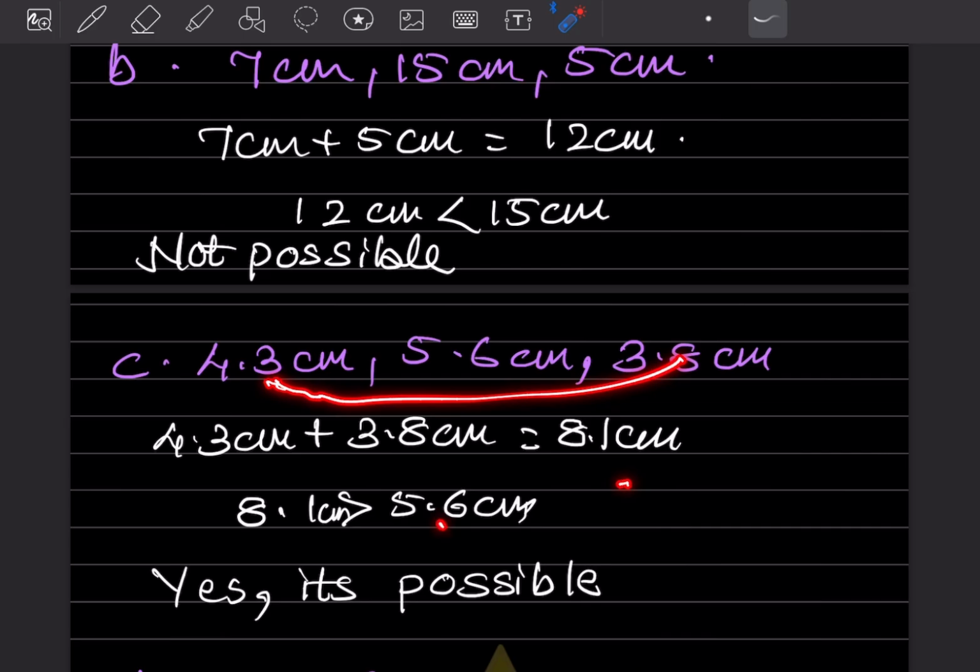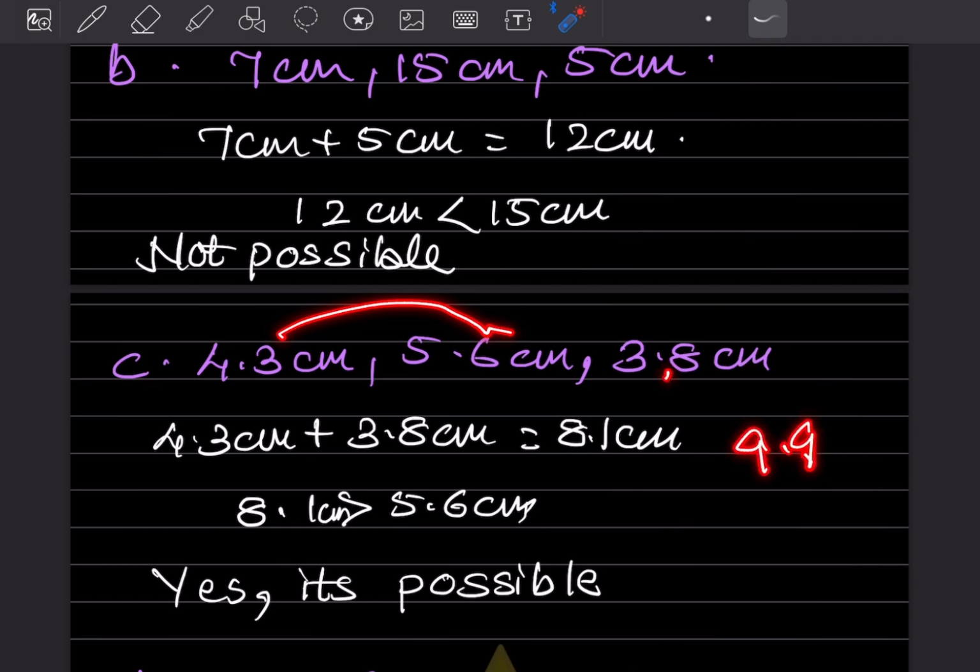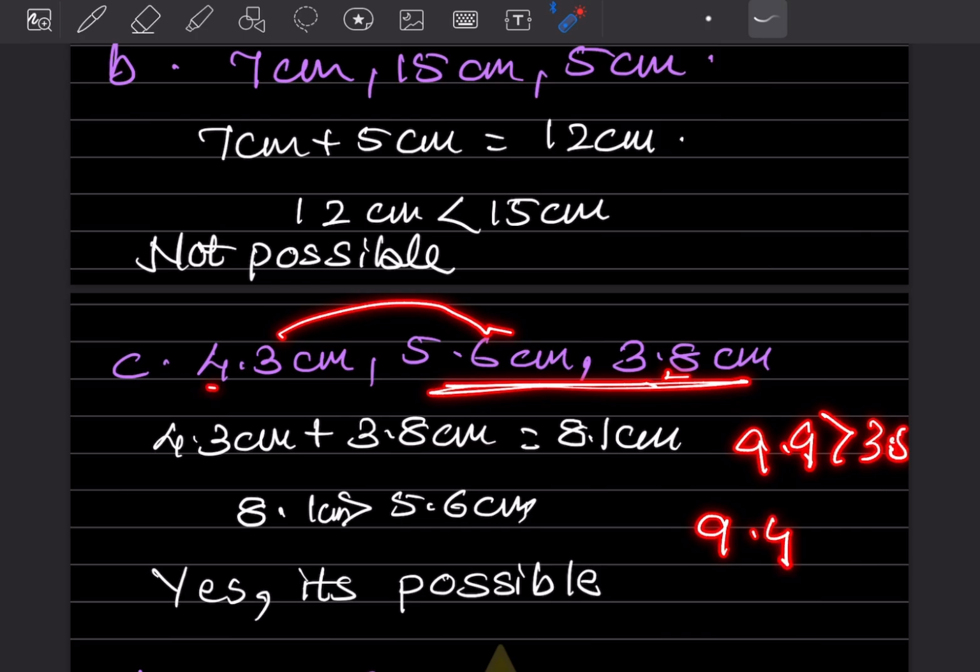Now here, 4.3, and if we take 3.8, that is 8.1. So 8.1 and here is 5.6, so that is greater. Now if we take this 2, that is going to be 9.9. So 9.9 is again greater than 3.8, so that is also satisfied. Suppose we take this and this one, that is going to be 9.4. So 9.4 is greater than the third side, 4.3. In this case, all three are greater, so we can say it's possible.